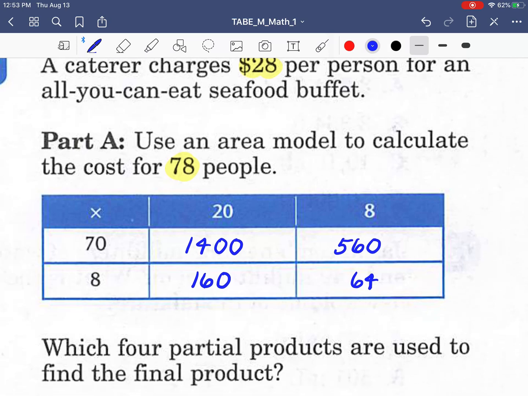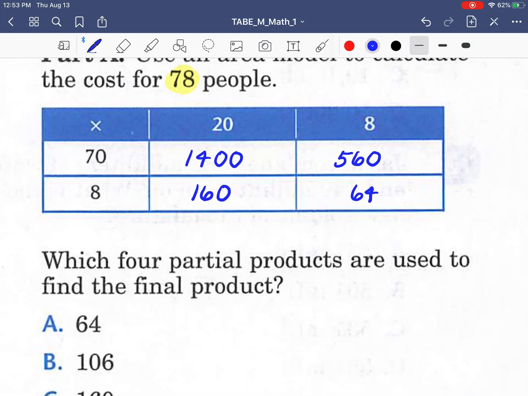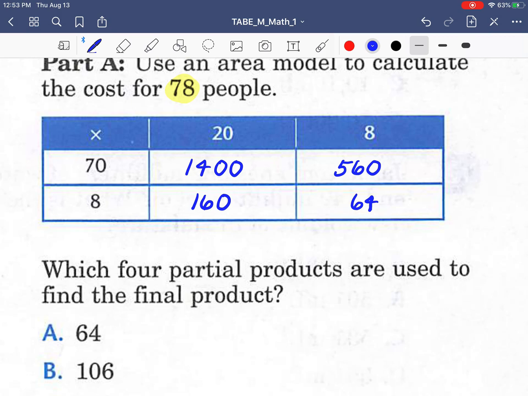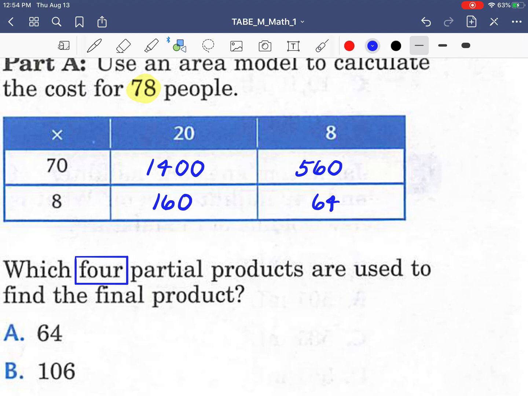And here's the question. Which 4? Be careful. Partial products are used to find the final product. Well, let's go ahead and find our final product so we can distinguish between those two terms. And it doesn't matter how you put these down. They're added, so the order does not matter. Just line them up properly.